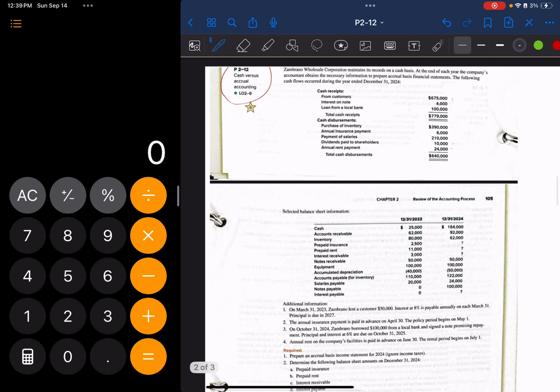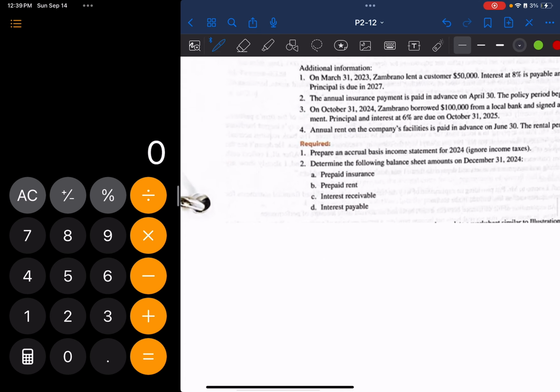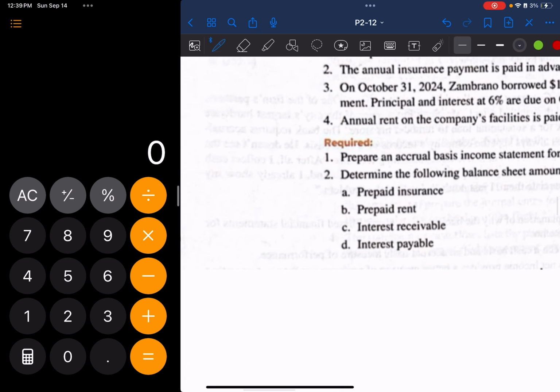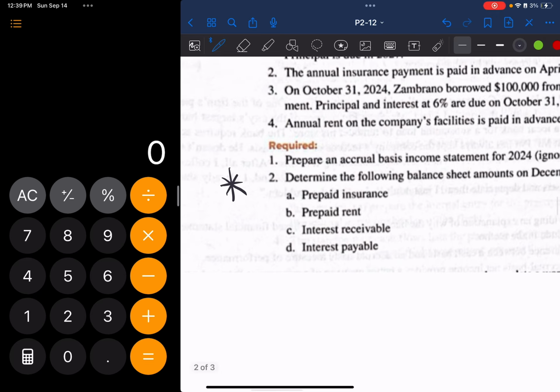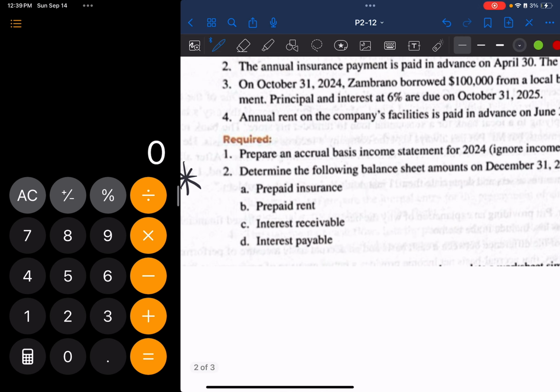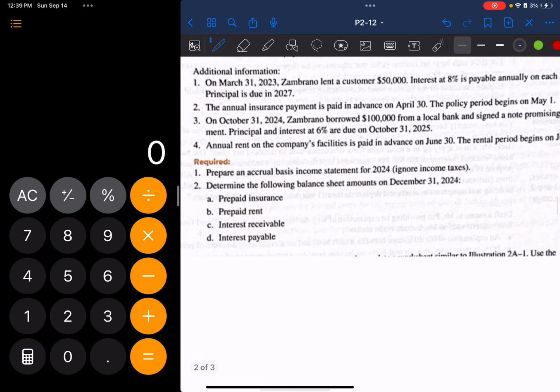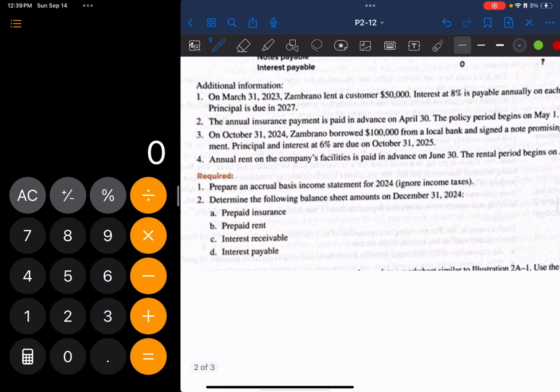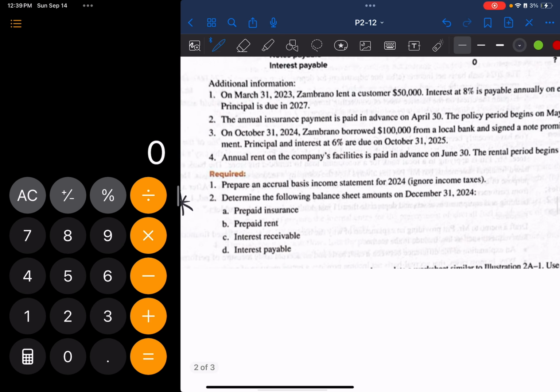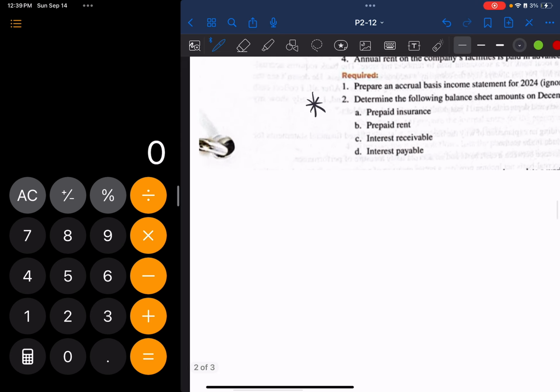Okay, I'm going to work out P2-12. This is the problem here. And we were recommended to start with part 2 of this problem because some of these accounts go into the income statement, like insurance expense and rent expense. And so it's important to find out the balances for these accounts. So that's what I'm going to do, is start with number 2.